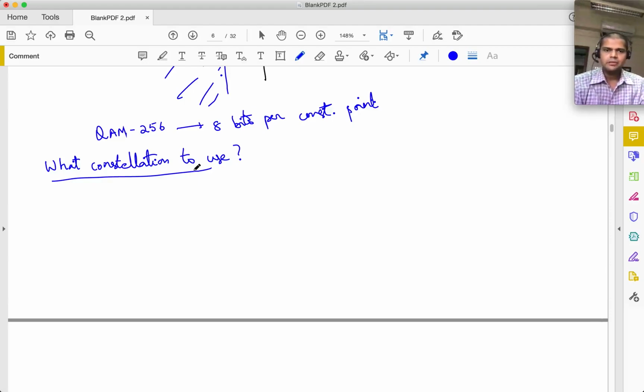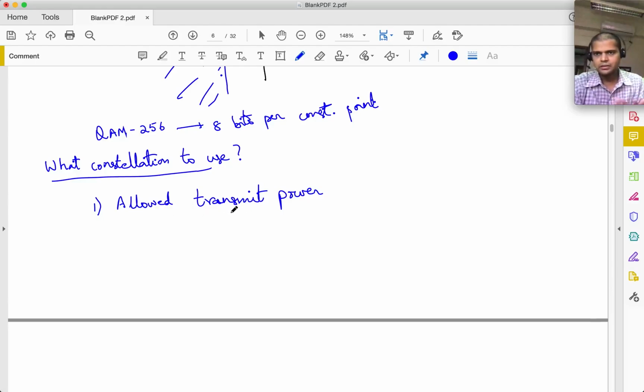So it really depends on 2 factors. One is the allowed transmit power. Okay, so essentially you want to keep your bit error rate low, right? And that depends, of course, on the signal to noise ratio. So the signal power is controlled by, let's say, the government regulations. The allowed transmit power. Also you want to know what is the received signal power.